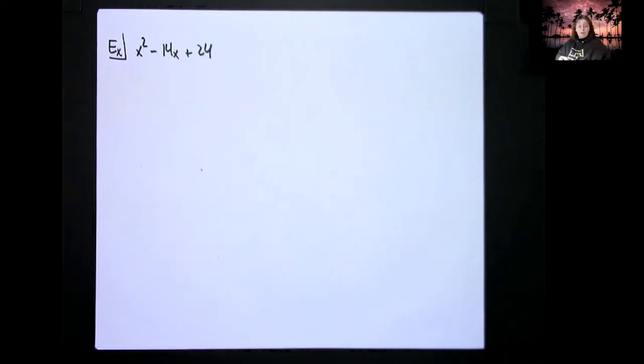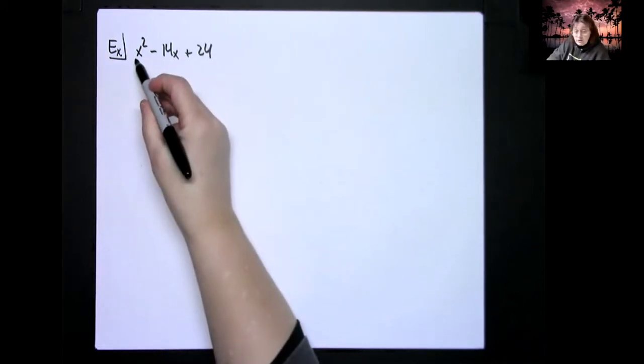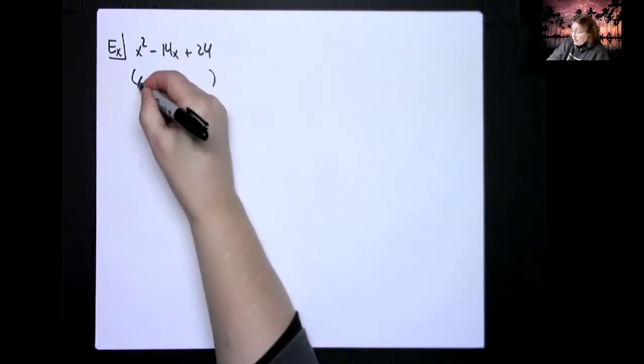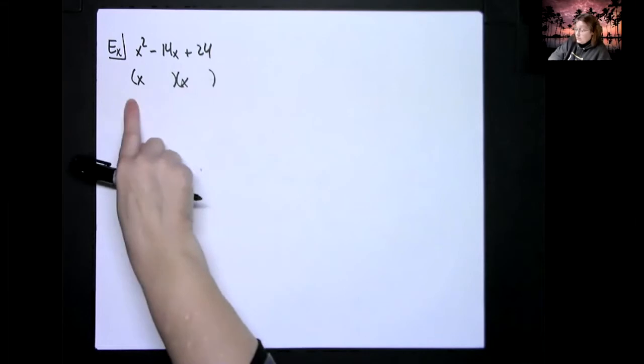All right, so every one of them in this section is going to have that leading coefficient of 1, x squared. So that means I'm going to start it out. I'll have an x and an x. I know that every time, x times x is x squared.